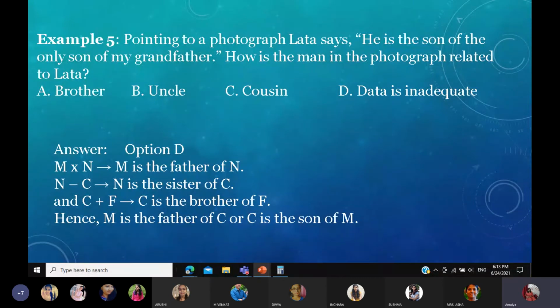Where M into N, M is the father of N. N minus C implies N is the sister of C. And C plus F, where C is the brother of F. So M is the father of C, or C is the son of M. The data is not correctly given in the question.